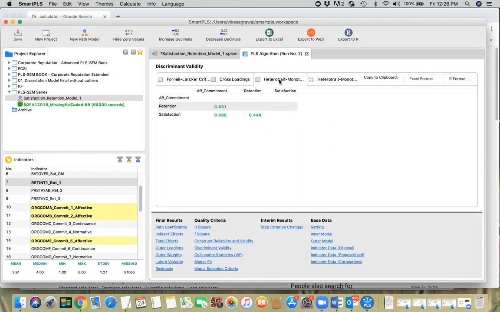The other one is the heterotrait-monotrait ratio, and this has to be less than 0.9, and all of them are less than 0.9 here. We always check between the different constructs: commitment to retention, commitment to satisfaction, and retention to satisfaction. They're all less than 0.9, which is good.